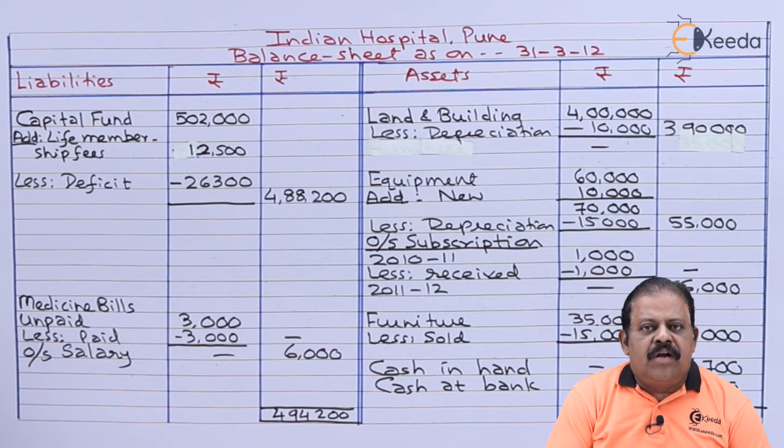In this question, we learn how to give effect to items of loss on sale of asset while preparing final accounts of NPO.